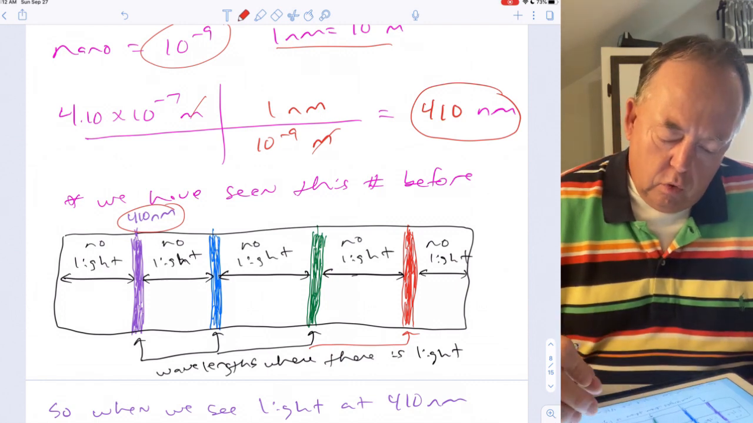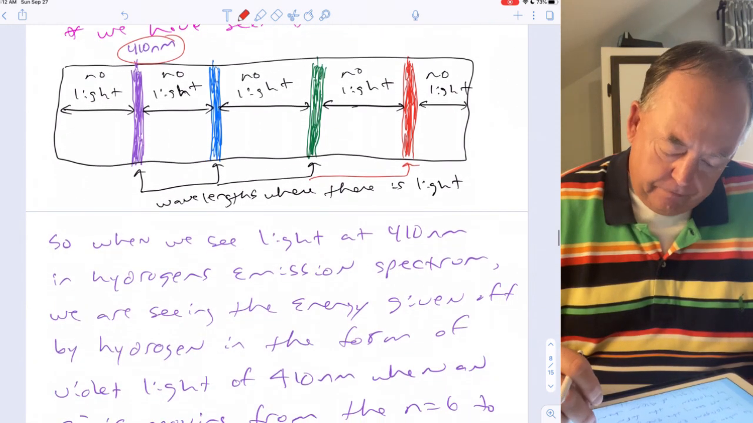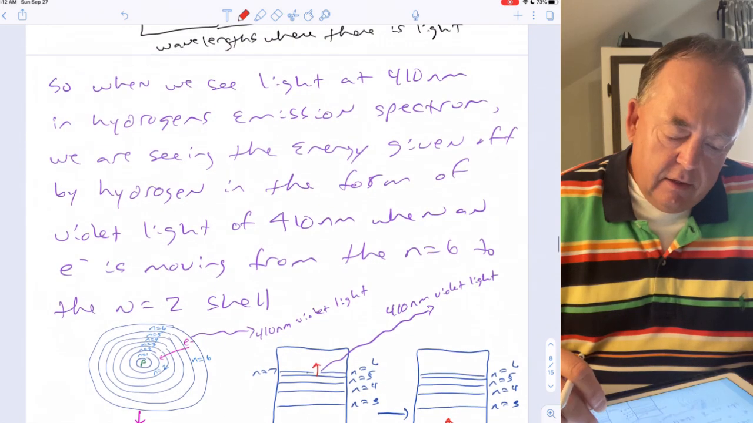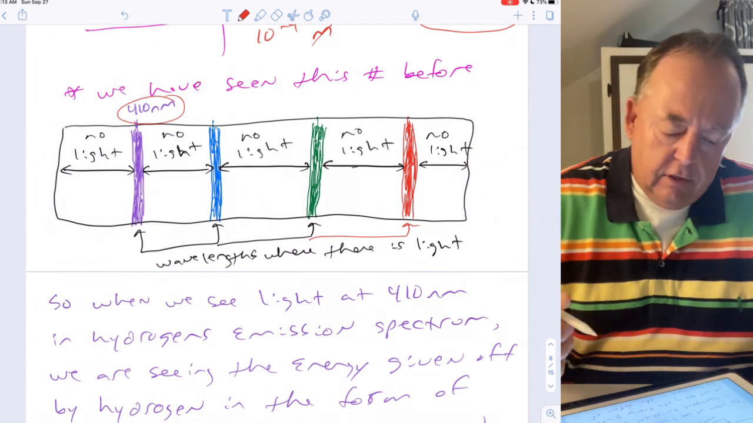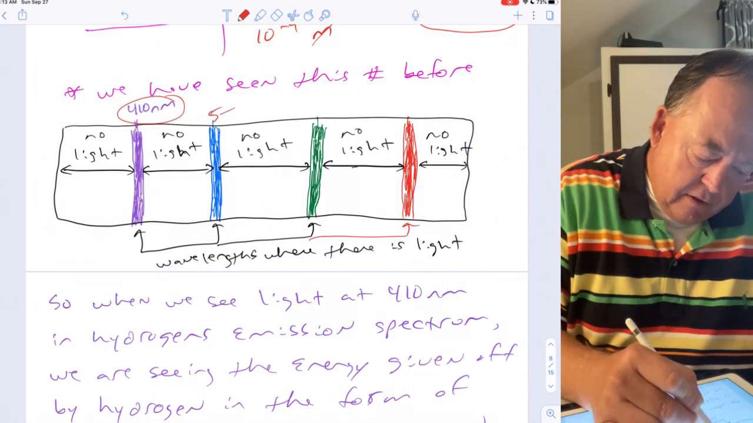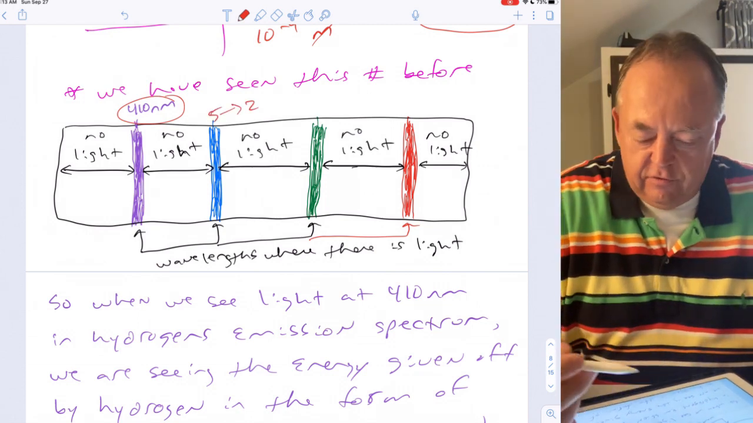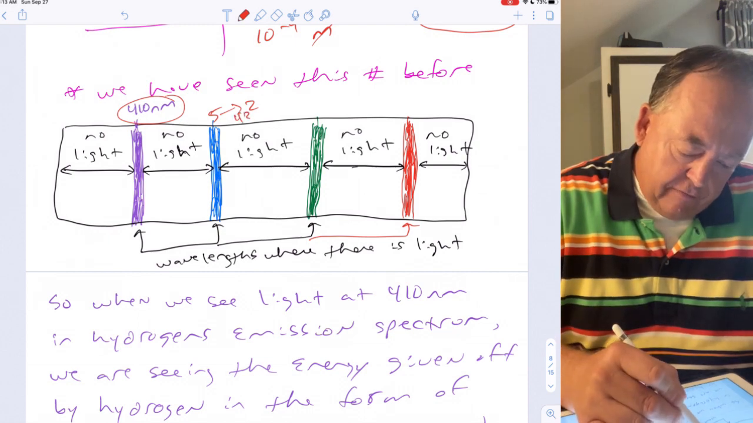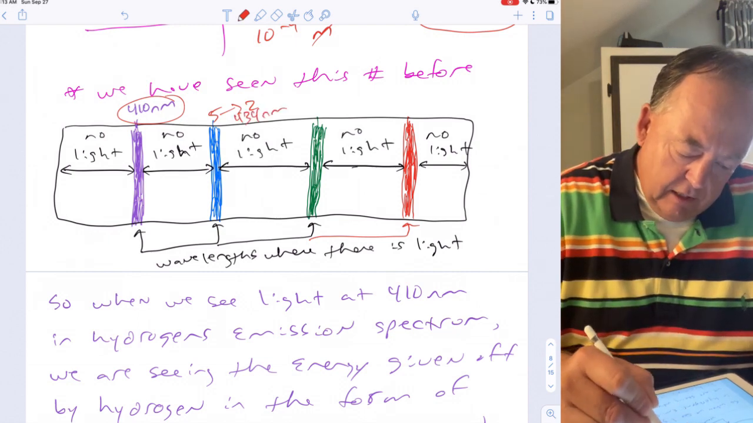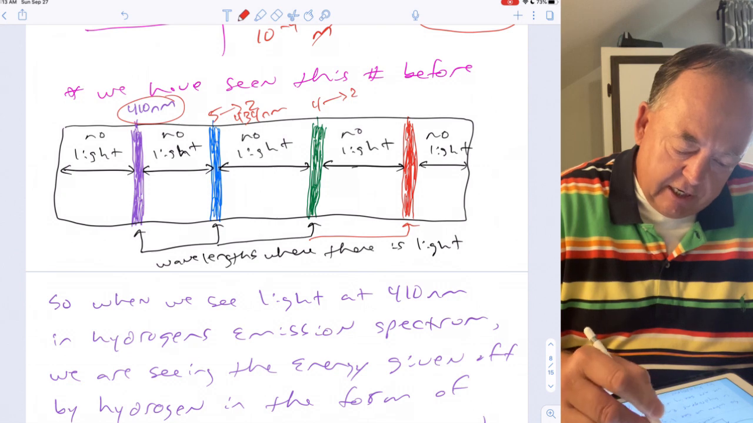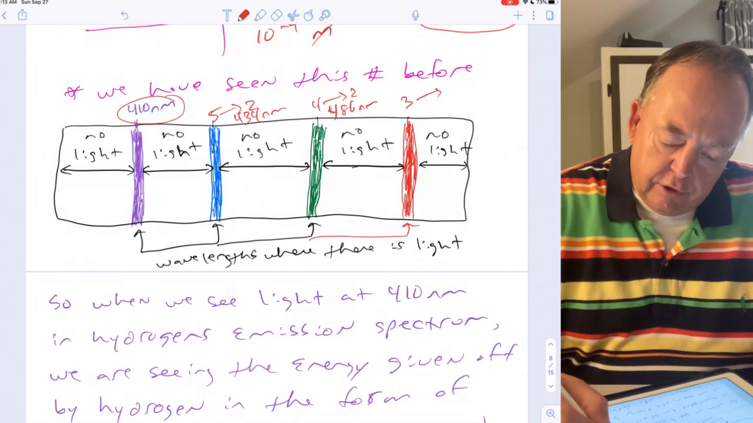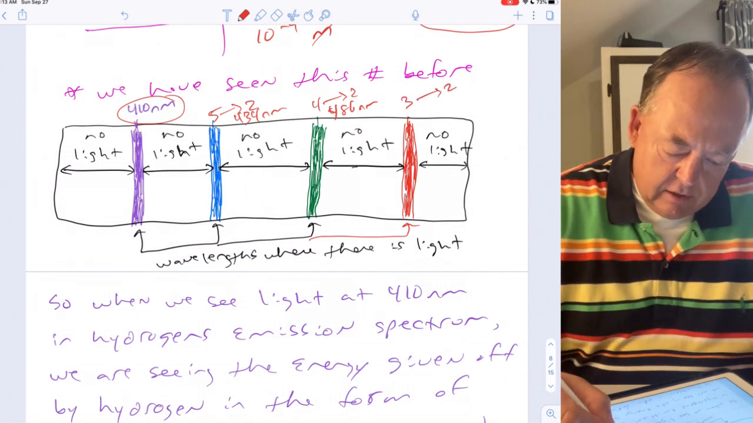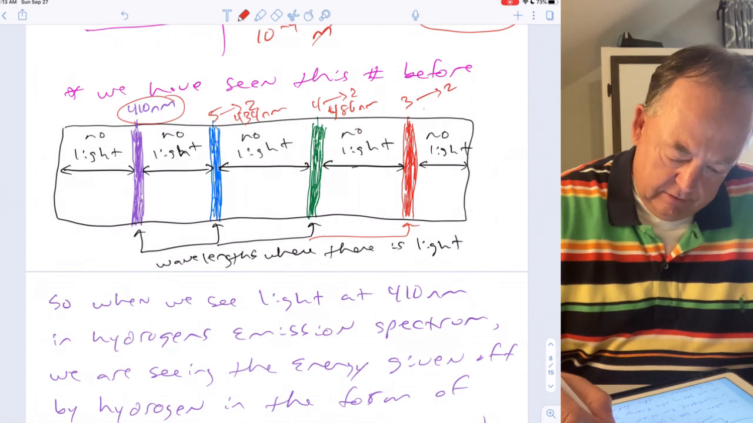And so where does the blue, green, and red light come from? Well, that would be the transitions from other shells. So from the 5th to the 2nd shell gives off blue light, 434 nanometer light. If it's moving from the 4th shell to the 2nd shell, then that gives off 486 nanometer light. And if the electron was in the 3rd shell and moved to the 2nd shell, then that gives off red light.